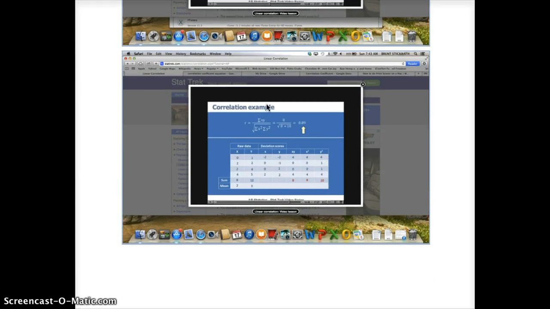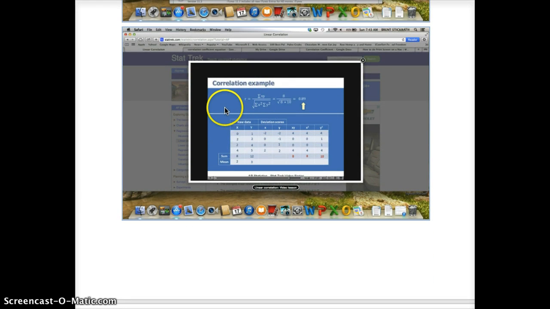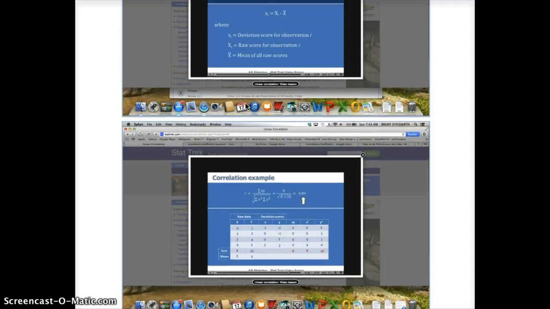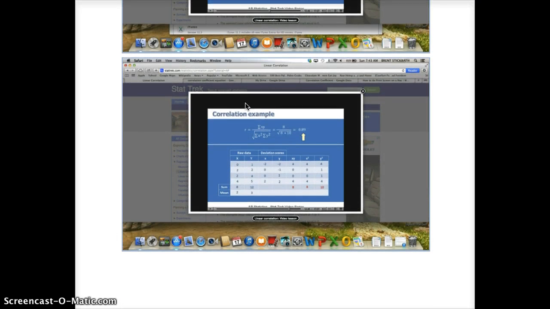And then you'll need to know what the correlation equation is. So the equation for a linear correlation coefficient is R is the sum of the deviation scores for X times the deviation scores for Y, divided by the square root of the sum of the deviation scores for X squared times the sum of the deviation scores for Y squared.